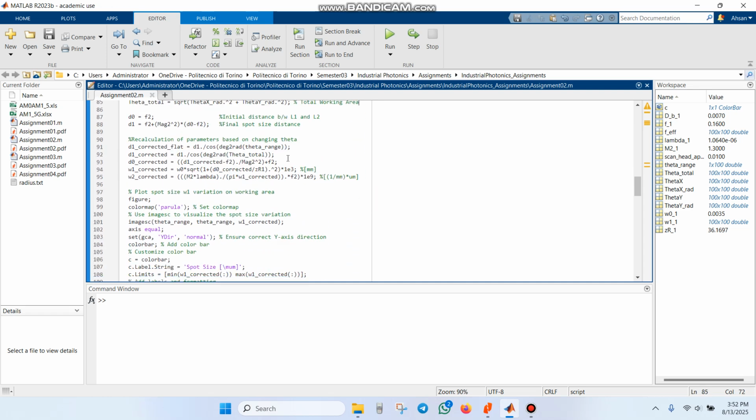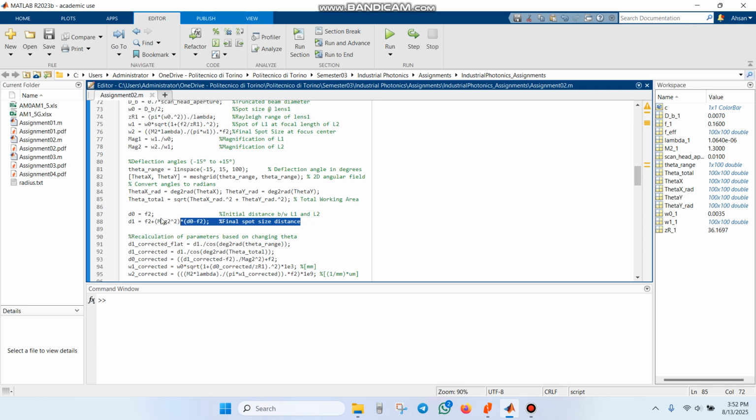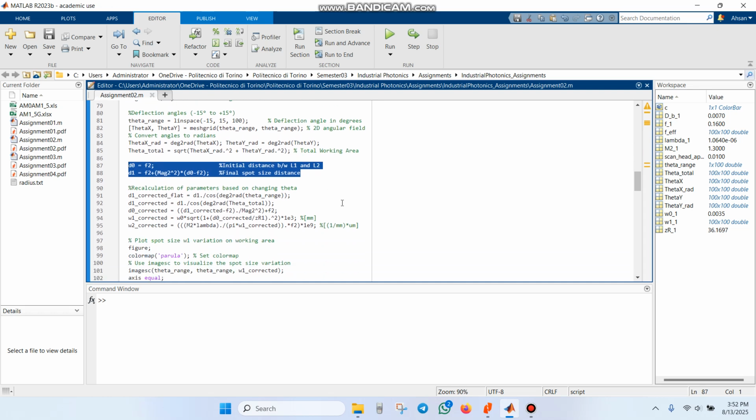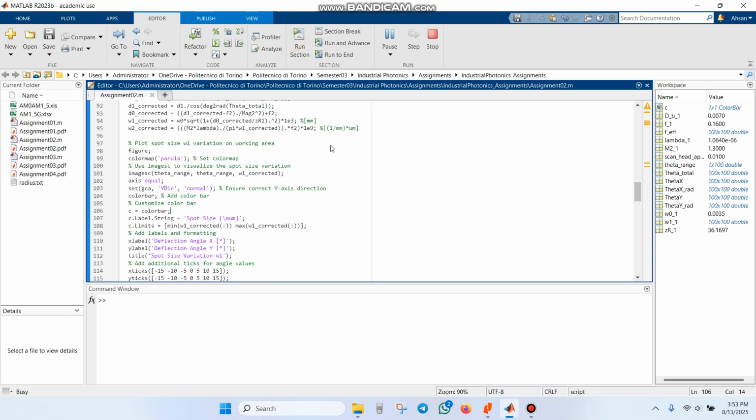And then this particular region right here is the working space plot, and these two are the relations that I showed you for the pre-deflection unit, where d naught is the distance between the two lenses, and d1 is the distance between the second lens and the final spot. And then we do the recalculation based on the changing distance d naught, which is given by these particular relations right here, and the rest of that is the plot. So if we run it, we can observe the same plot that I showed you just about now.